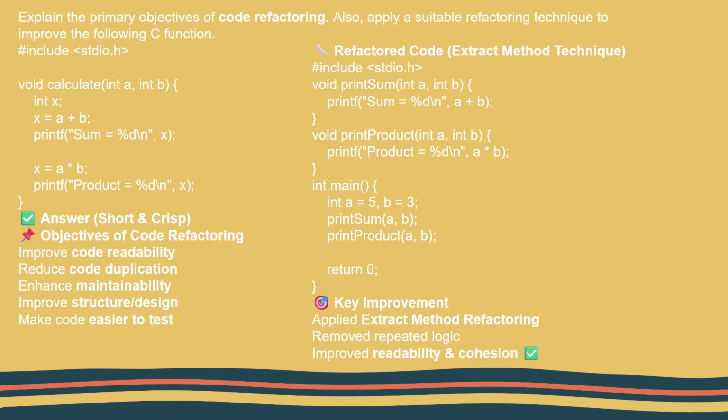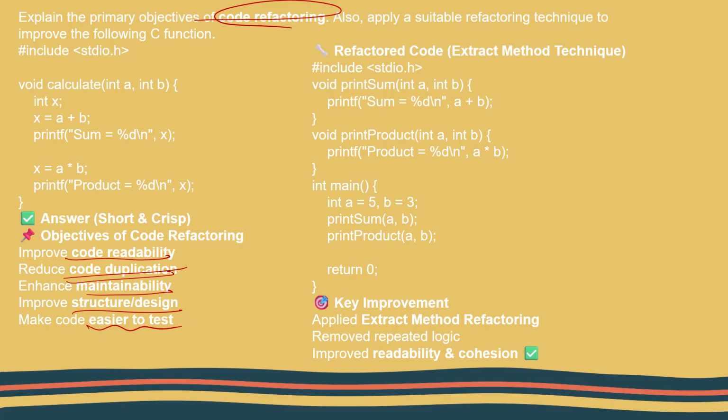Now we go to code refactoring. So we have been given a code and we have to refactor that code. First, let's see what is code refactoring. It is used to improve the code readability, reduce the duplication of code, enhance maintainability, improve structure and design, and make code easier to test.